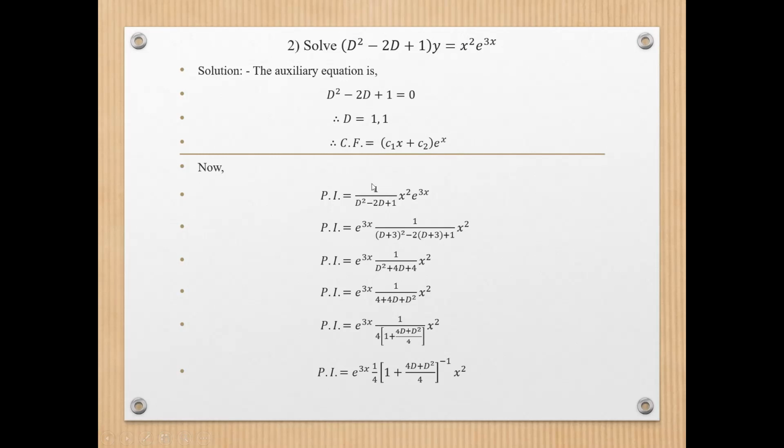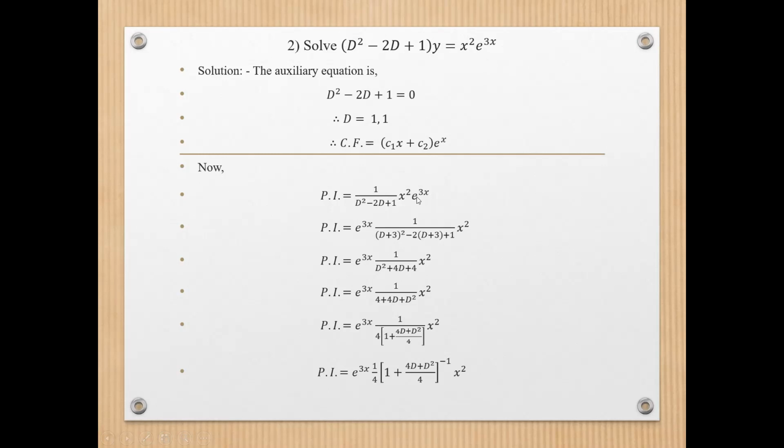Particular integral is equal to 1 upon f of D into X. What is f of D? F of D is nothing but D square minus 2D plus 1. What is X? X is nothing but the right side of that equation, x square into e raised to 3x. Now here, capital X is x square into e raised to 3x, which belongs to type number 4.